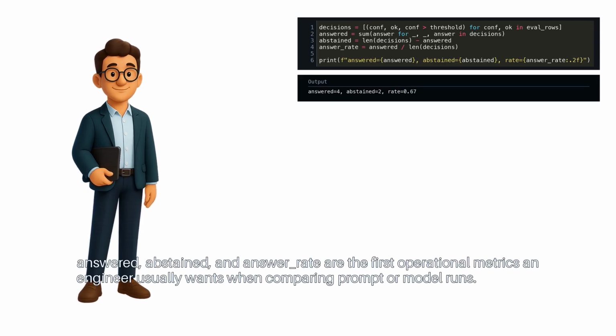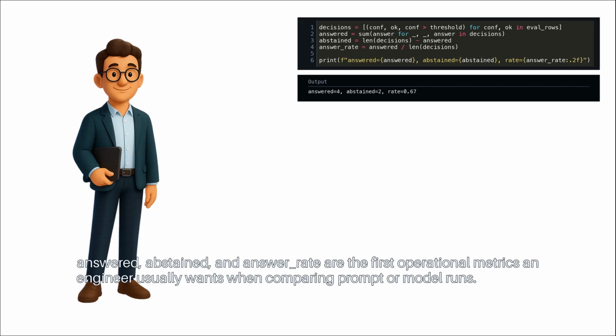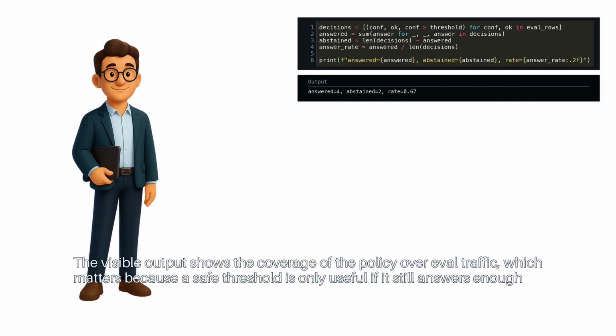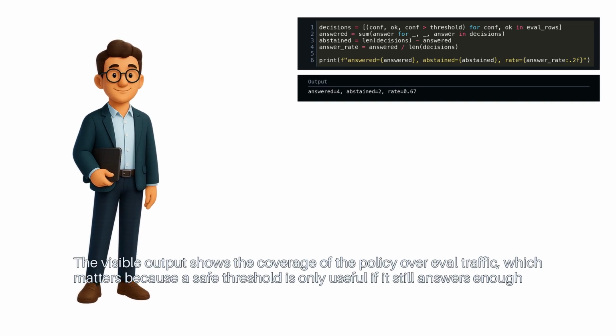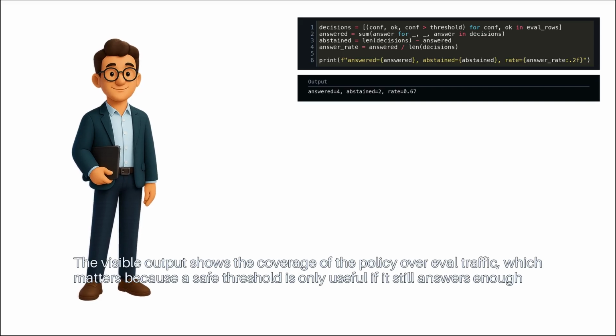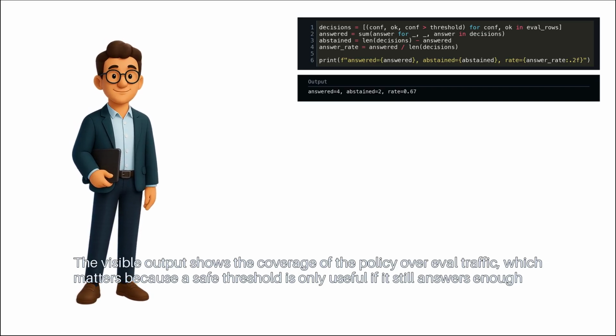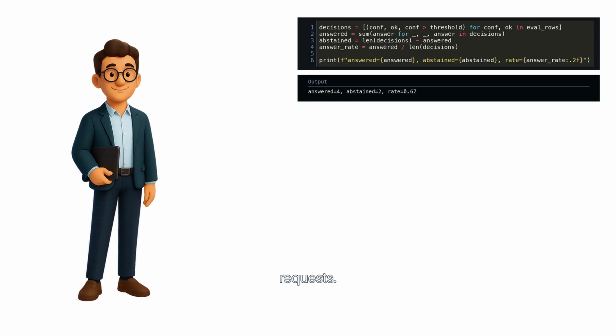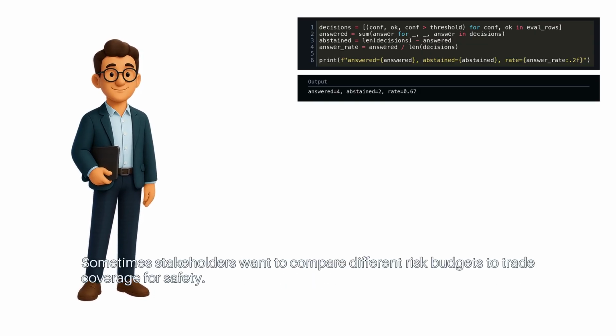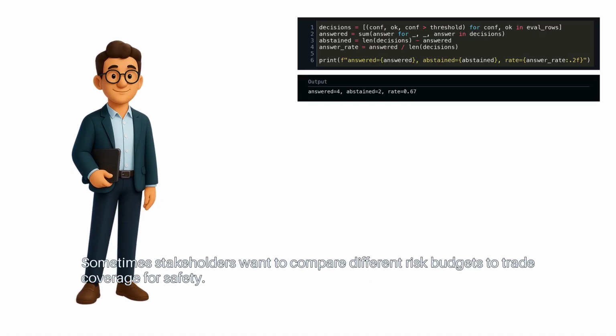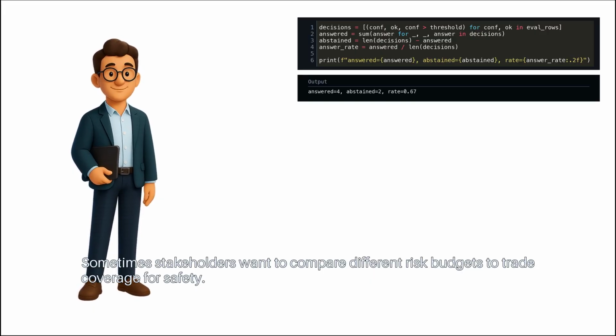Answered, abstained, and answer rate are the first operational metrics an engineer usually wants when comparing prompt or model runs. The visible output shows the coverage of the policy over eval traffic, which matters because a safe threshold is only useful if it still answers enough requests. Sometimes, stakeholders want to compare different risk budgets to trade coverage for safety.